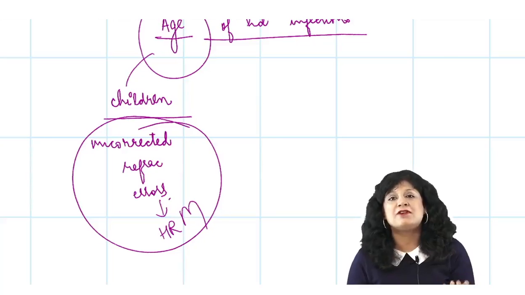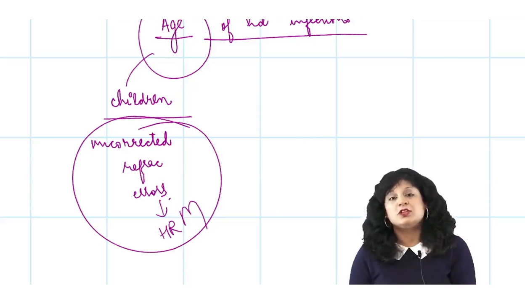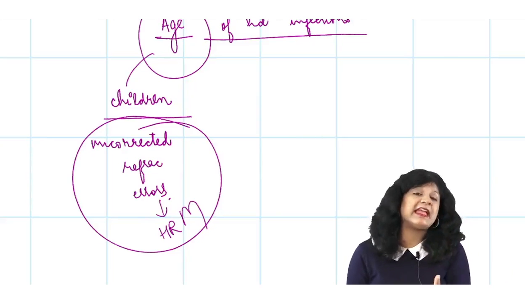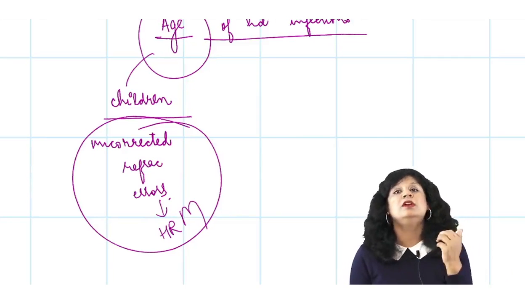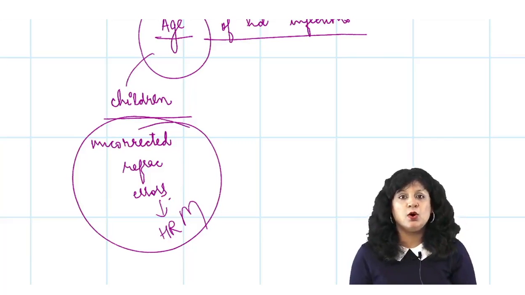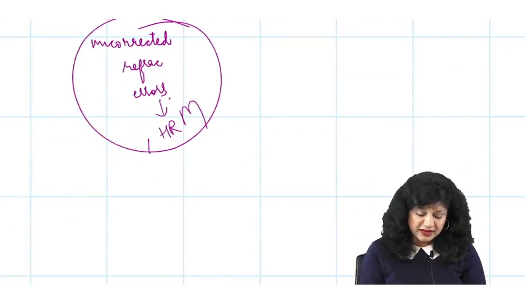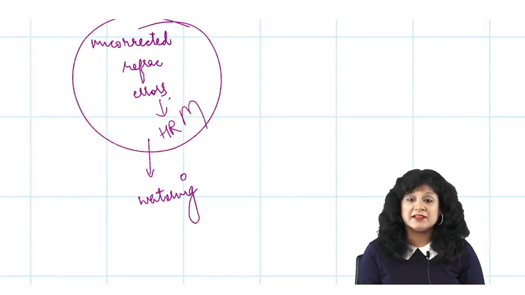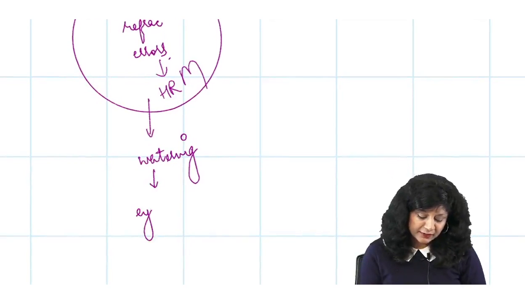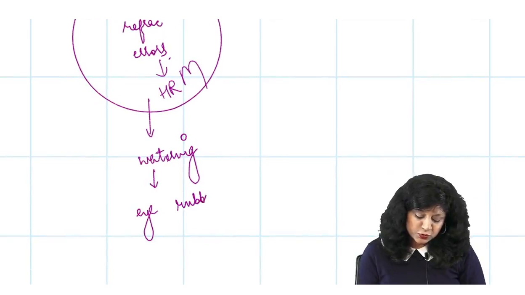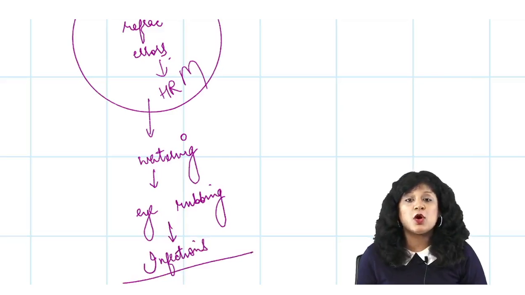They always have a problem of near vision. So when the children constantly have a problem of near vision, they try to accommodate more, they try to converge more, and due to that there will be a lot of watering from the eyes. If there is a lot of watering, the child will do eye rubbing, and due to this eye rubbing, the chances of infection are very, very high. I think now you got the cycle.